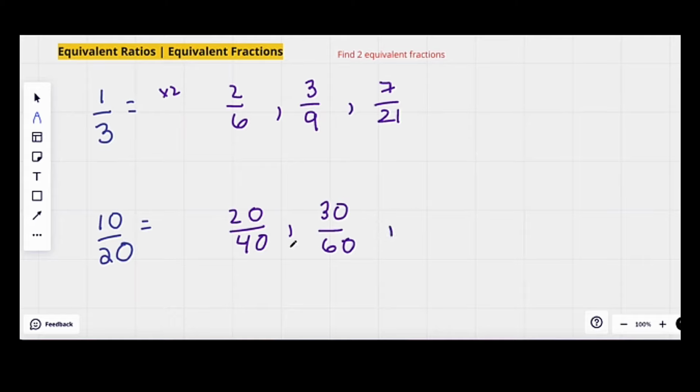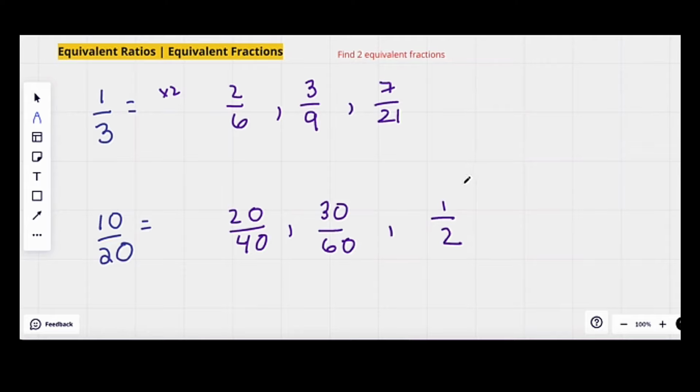But another thing that we could do is, because this is 10 over 20, this fraction can actually be reduced further down. Doesn't necessarily have to go all the way up. So we can actually divide the top and the bottom by a number that fits into both. So for example, what timetable will give us 10 and will also give us 20? Well, the 10 timetable. So we can actually divide both numbers by 10. 10 goes into 10 once, and 10 goes into 20 twice. All of these are equivalent fractions of 10 over 20.